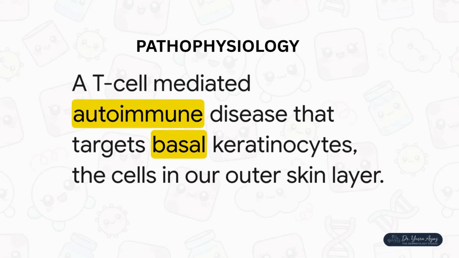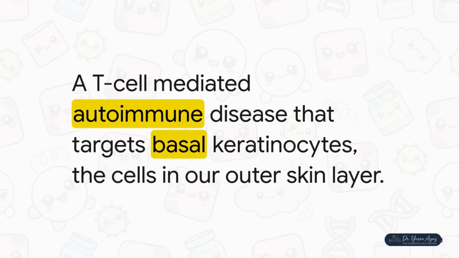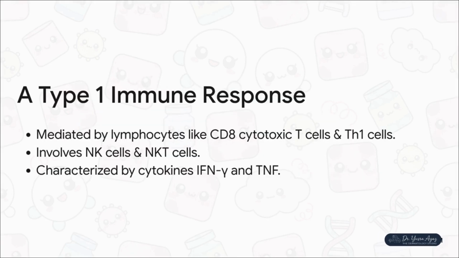And this isn't some random chaotic attack. It's a super precise strike, and it's led by these highly specialized immune soldiers called T-cells. And their target is very specific, the basal keratinocytes. These are the cells at the very bottom layer of our epidermis, the ones that are responsible for regenerating our skin. This whole attack plan, it's known as a type 1 immune response. You can think of this as the immune system bringing out the heavy artillery.